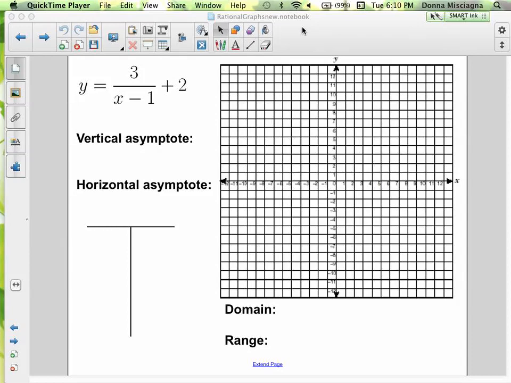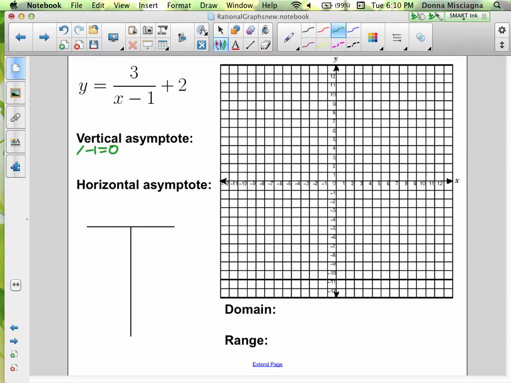Welcome. We're going to graph a few rational functions. First one, y equals 3 divided by x minus 1 plus 2. Vertical asymptote, just set your denominator equal to 0. So x minus 1 equals 0. Add 1 to both sides. x equals 1 is the vertical asymptote.